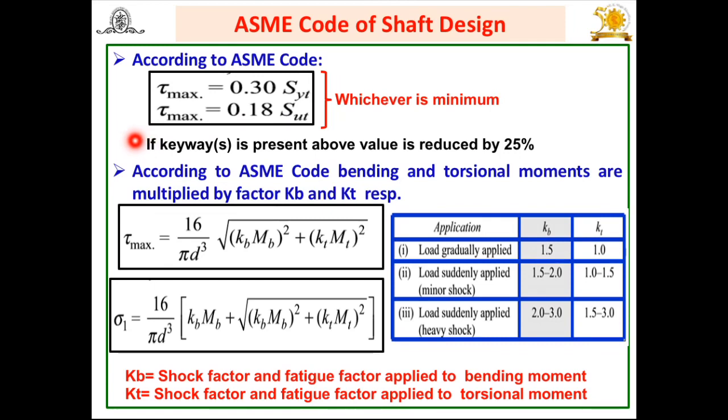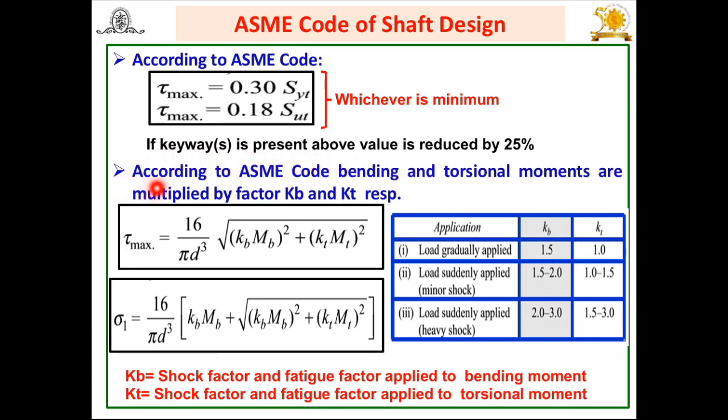Again, sometimes to mount parts on the shafts, such as gears, pockets and pulleys, and to prevent their relative motion, keys are used or keyways are provided on the shaft. Because of the keyways, material is removed from the shaft and it weakens the shaft. To take care of that weakening, when a keyway is present on the shaft, the above tau max, whichever is minimum, is further reduced by 25%. That means it is further multiplied by 0.75. And this value of tau max we are going to use in our calculation to find out the shaft diameter.